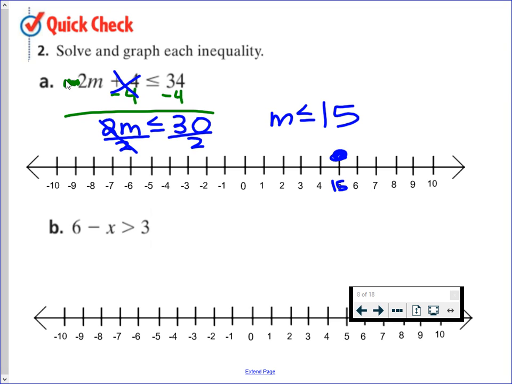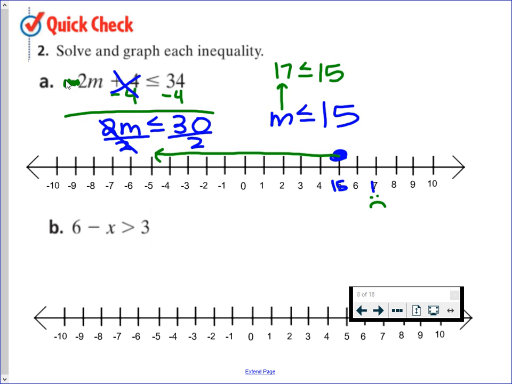Maddie, pick any other number. 17. Allison, is 17 less than 15? No. We found a bad one. So where are the good ones? Opposite side.